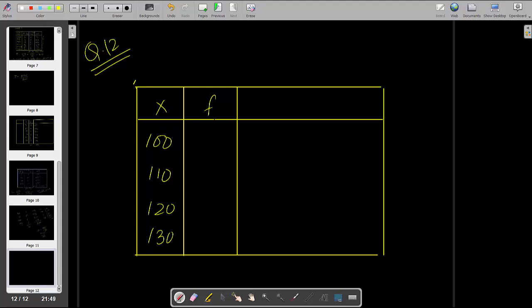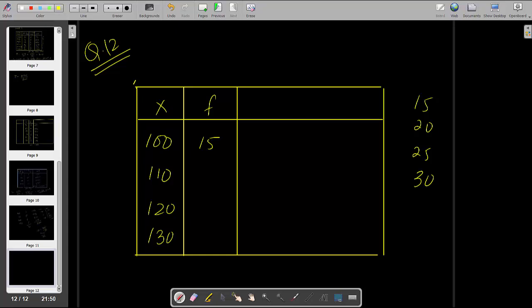Since it is in cumulative frequency, how do we make it a normal frequency? Now, you see the first value is 15. So the first value you just write as it is. The second one is 20, right? So I'll just write it down here. It is given 15, 20, 25, and 30.